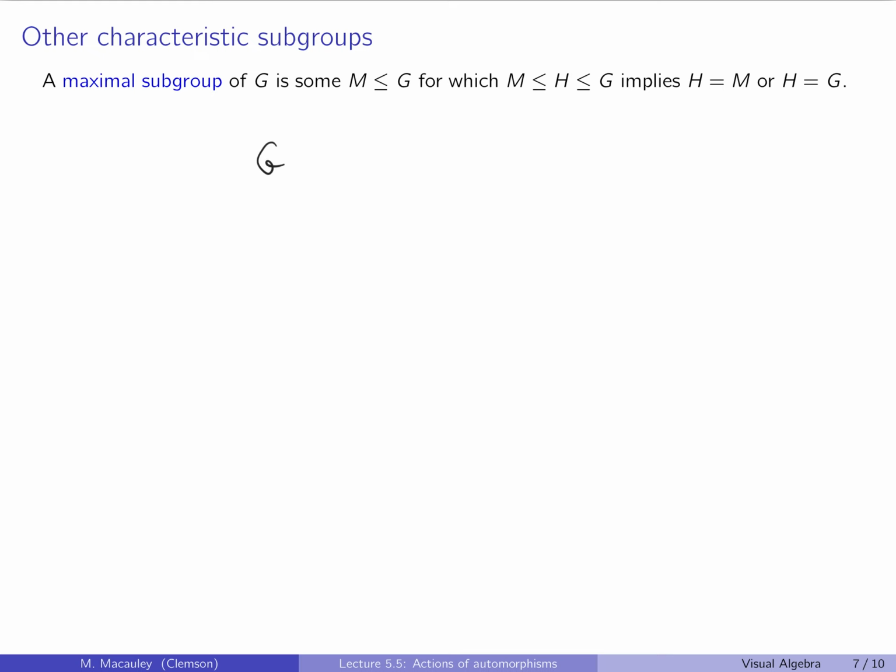If you have a group here, a maximal subgroup M just means that there's nothing in between it. Here's an alternative way to formalize that. M is maximal if it's a subgroup of G, and if there's any other H between M and G, then it has to either be M or it has to be G. So that just means that there's nothing that's properly between here.